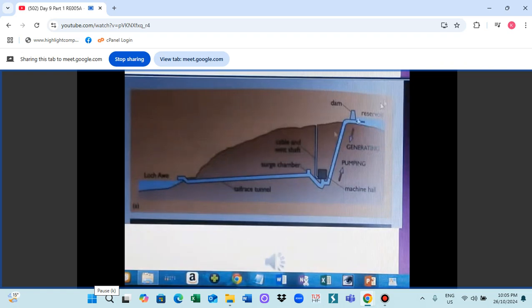So this is a construction of the dam, the reservoir, and this is a hydropower system, and this one is connected to this. You must know the Yalong hydroelectric station.